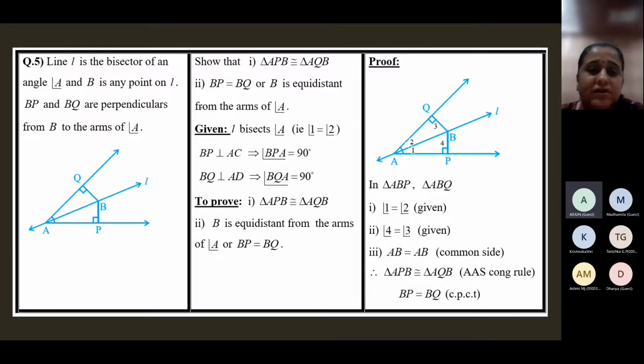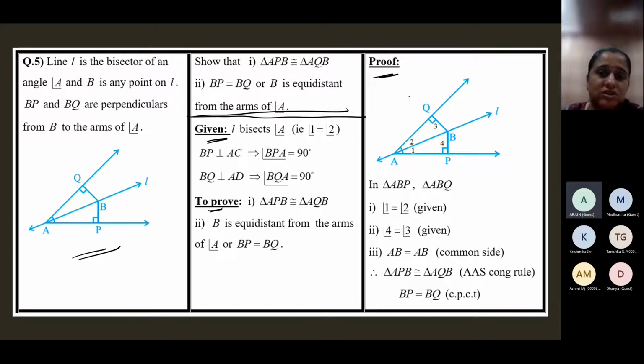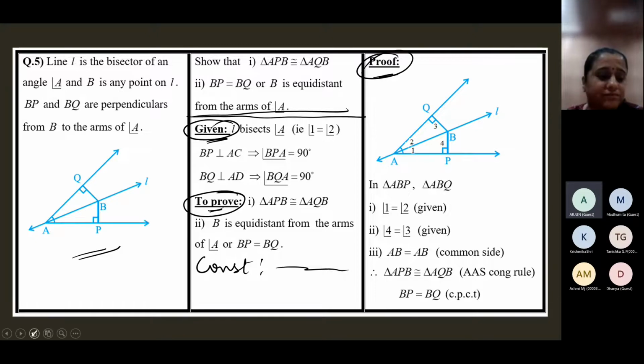So till here is the question. The figure is given to you, and till here is the question: show that. So how do you start the proof? Given, to prove, and then proof. There is no construction here. If there's a construction, you'll have to write the construction. Otherwise, this is the order: first given, then to prove, and then the proof.